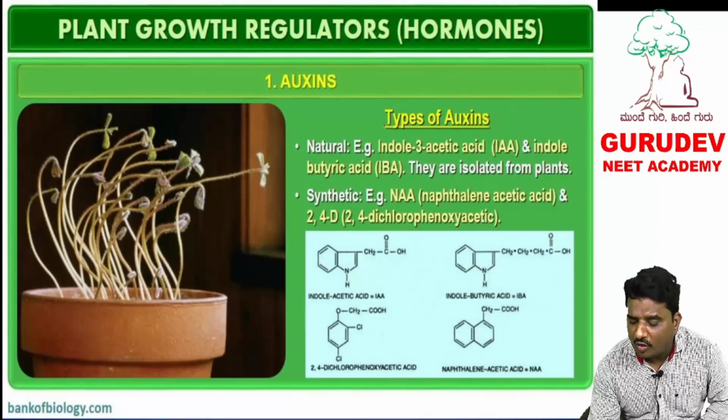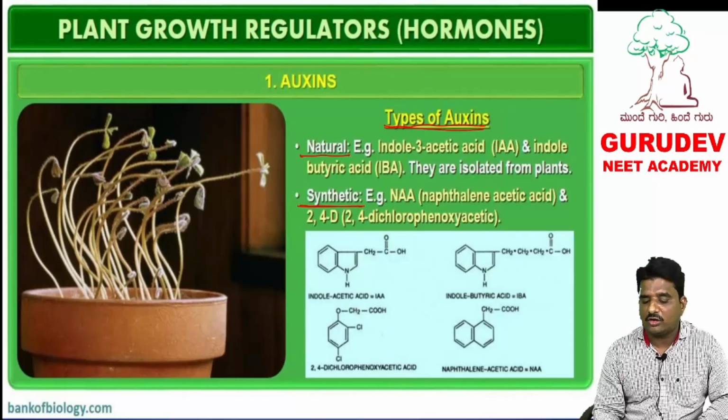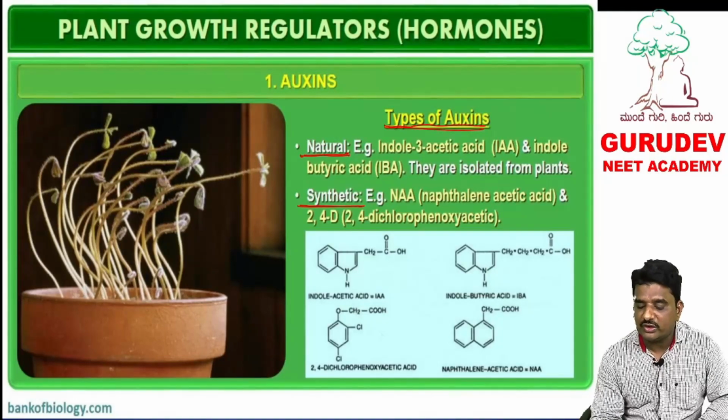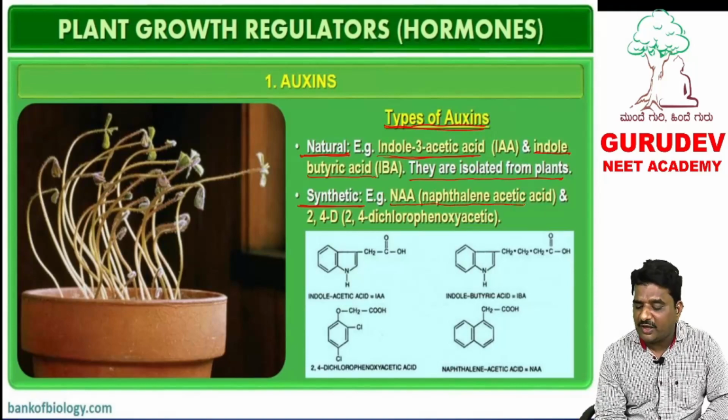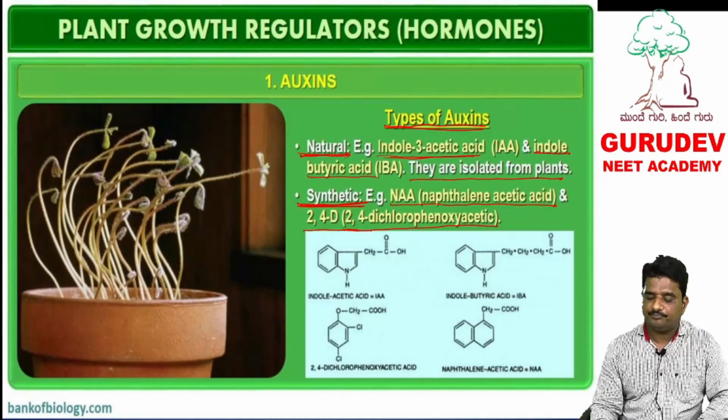First, what are the types of auxins? Number one, natural auxin, and number two, synthetic auxin. Which are the natural auxins? Indole 3 acetic acid and indole 3 butyric acid are called natural auxins. They are isolated from the plants. Synthetic auxins are NAA, naphthalene acetic acid, and 2,4-D, dichlorophenoxy acetic acid.